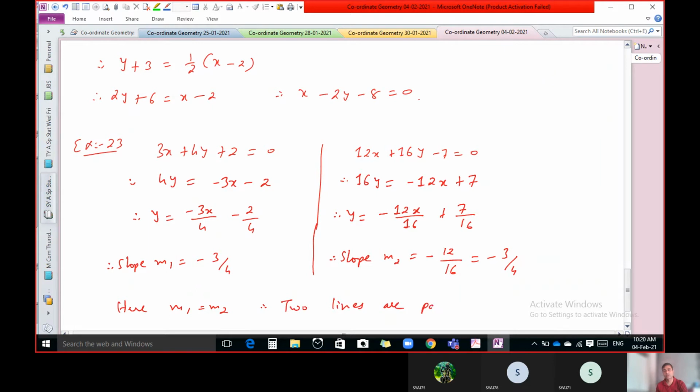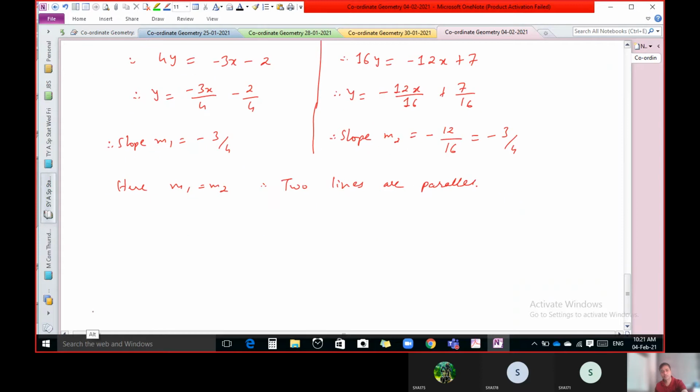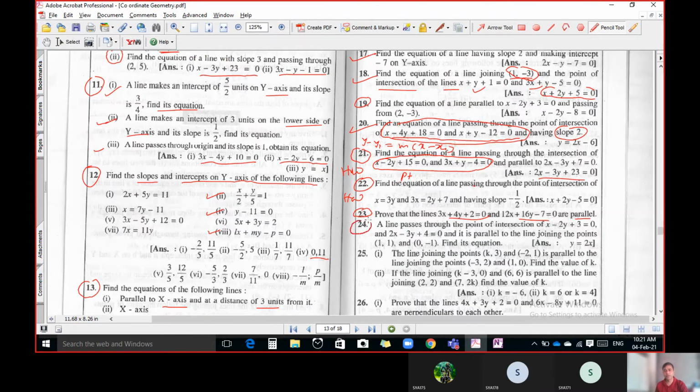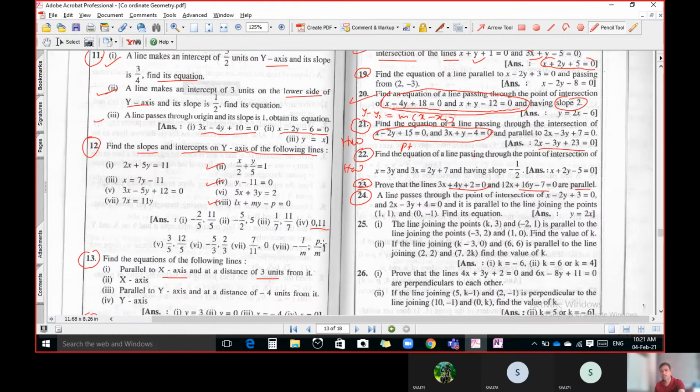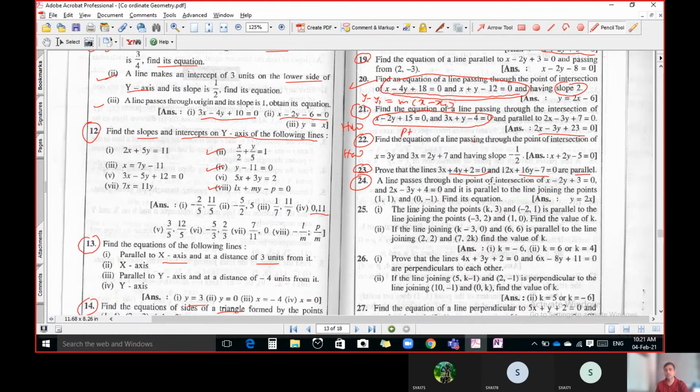So it is very simple. Okay, let us do the next one. Question number 24. What is the question? A line passing through the point of intersection of this and this. So what do we have to do? First of all, we have to solve these two equations so we get one point. And it is parallel to the line joining the points this and this.